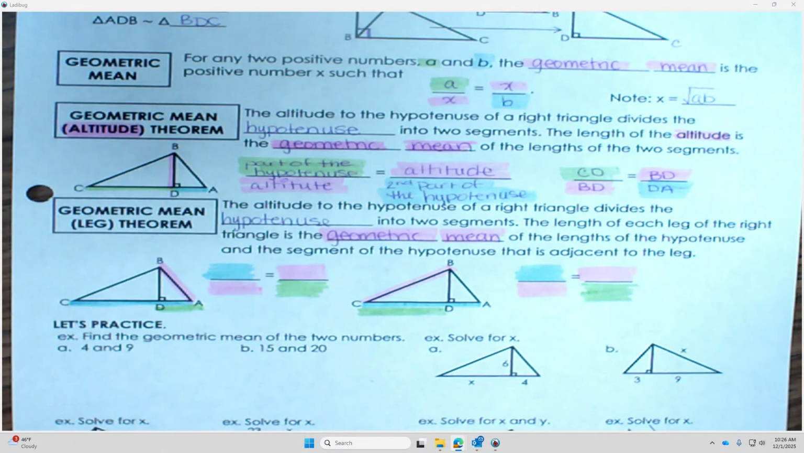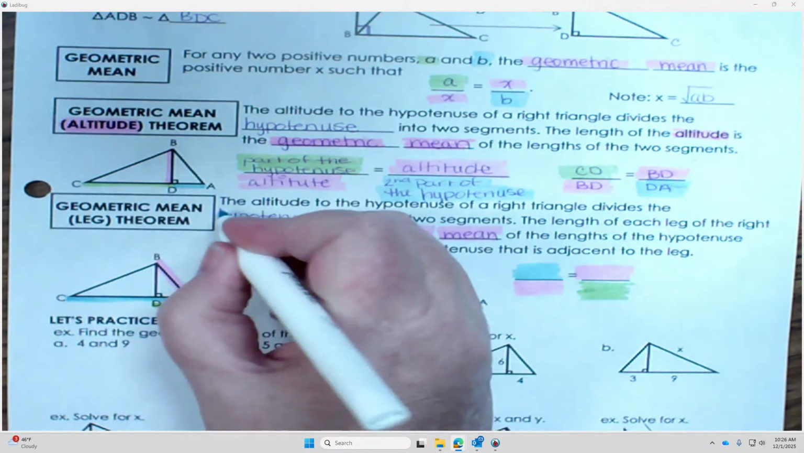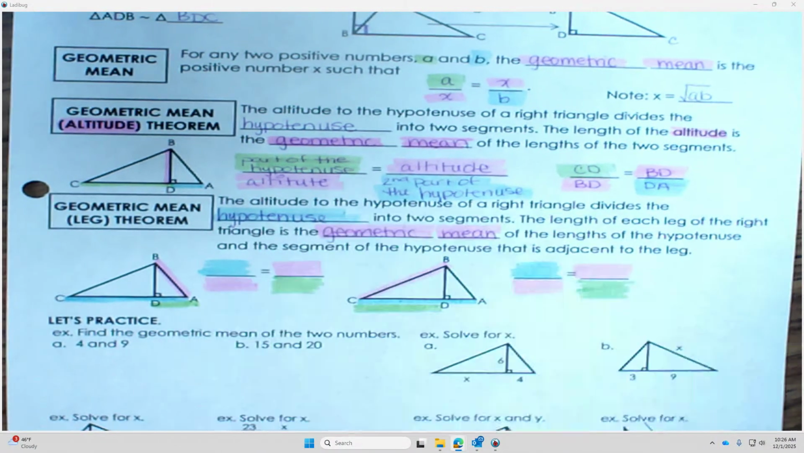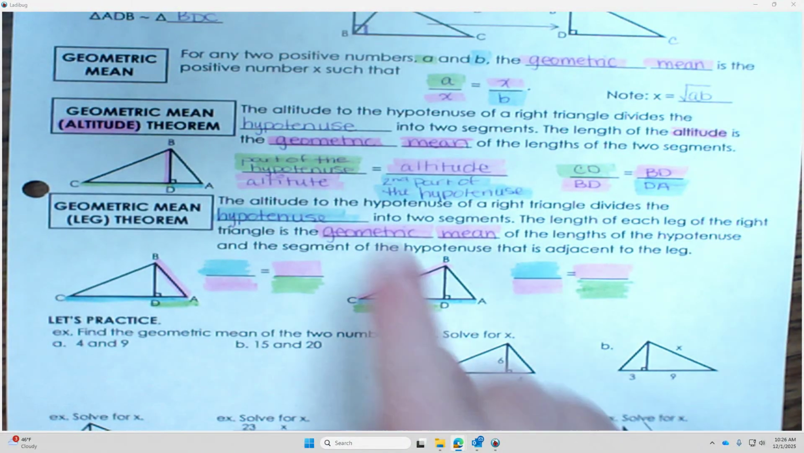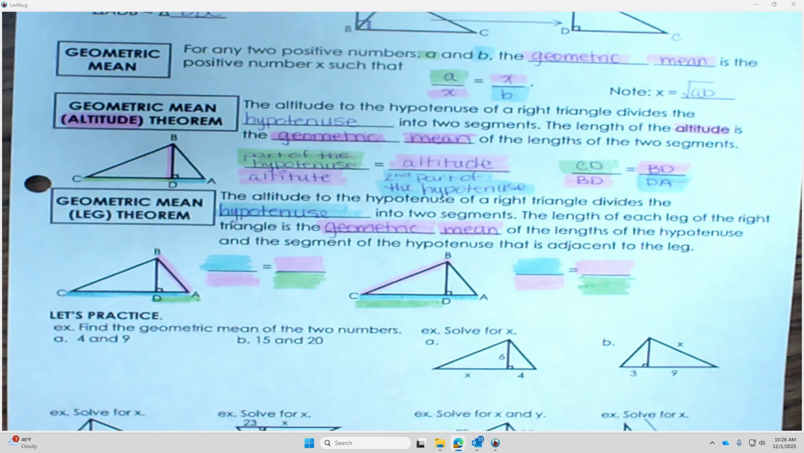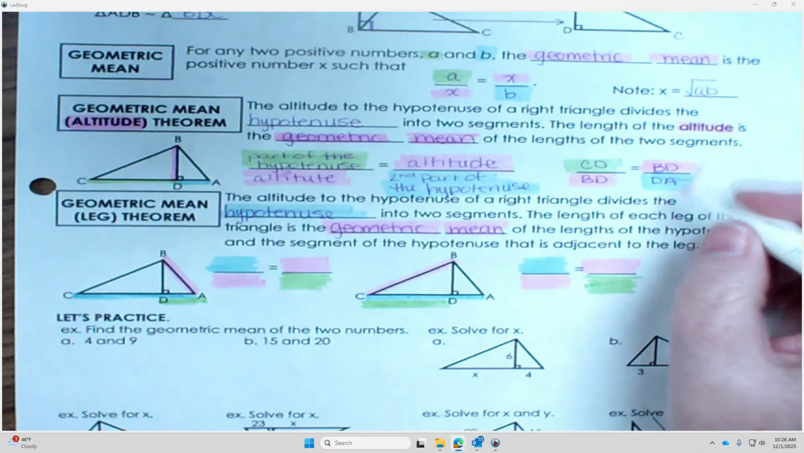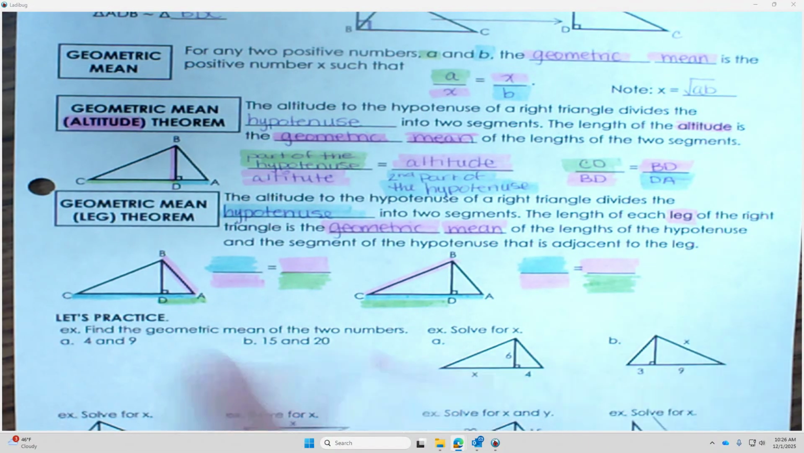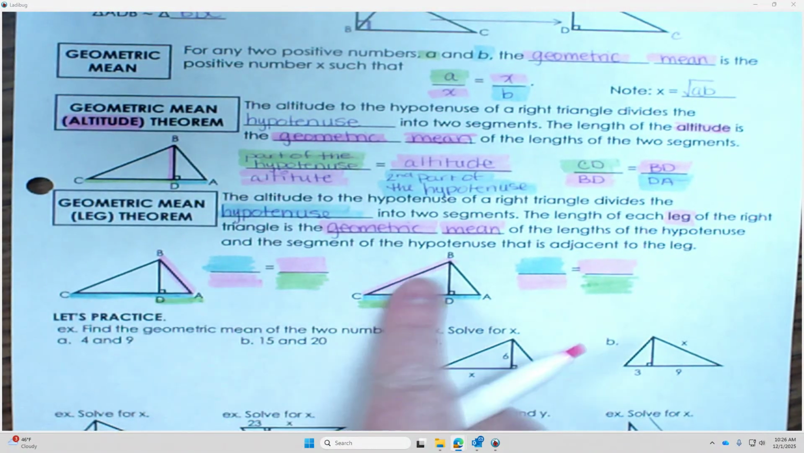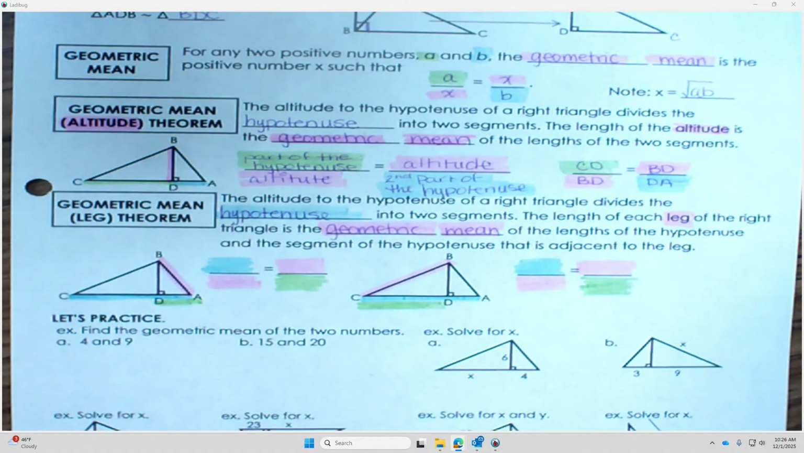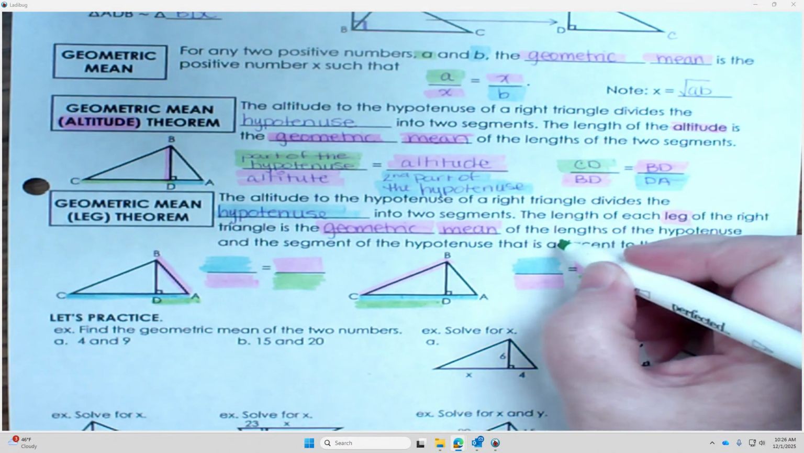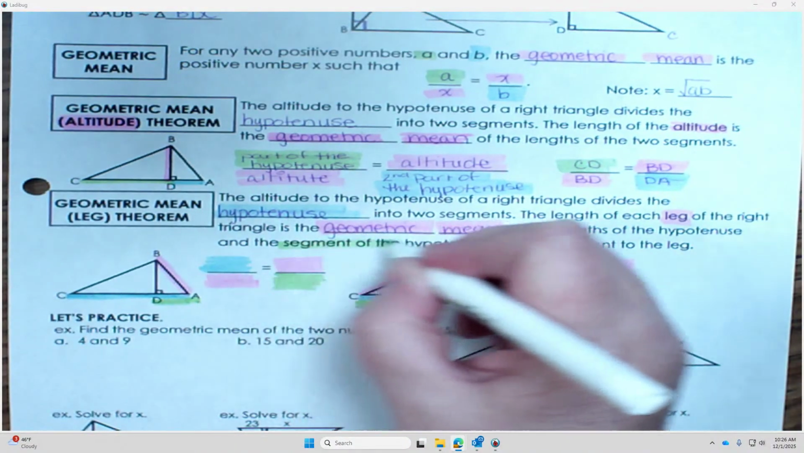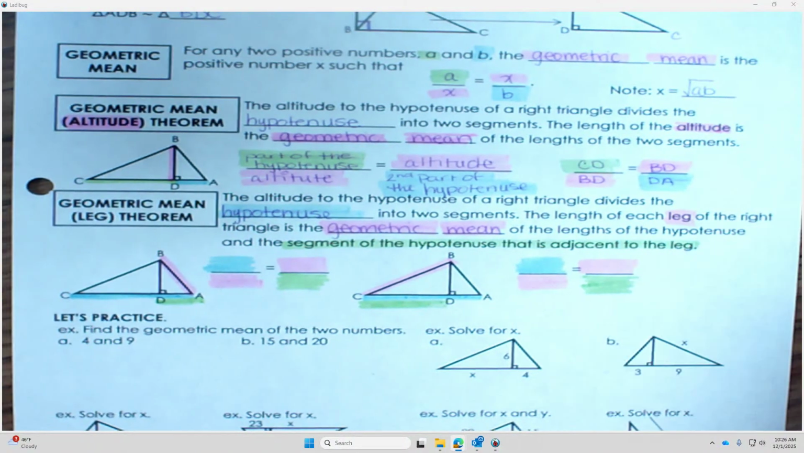All right, so let's look at this really closely. Blue is my hypotenuse, so the whole thing. So let's highlight the word hypotenuse. Blue is my hypotenuse. Pink is my geometric mean, which is one of my legs. I have to pick a leg, so my geometric mean, my pink, is one or the other of the legs. And then green is going to be the segment of the hypotenuse that is adjacent to that leg. That's wordy, but that's where the green came in.